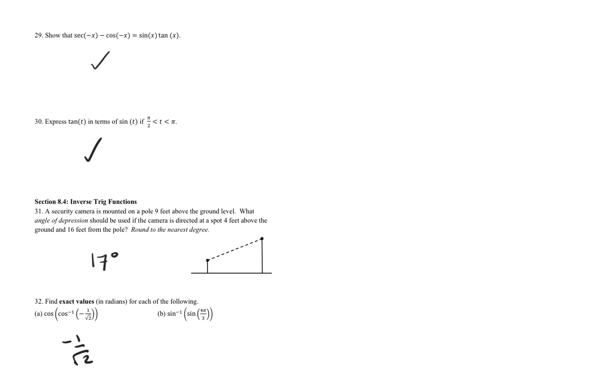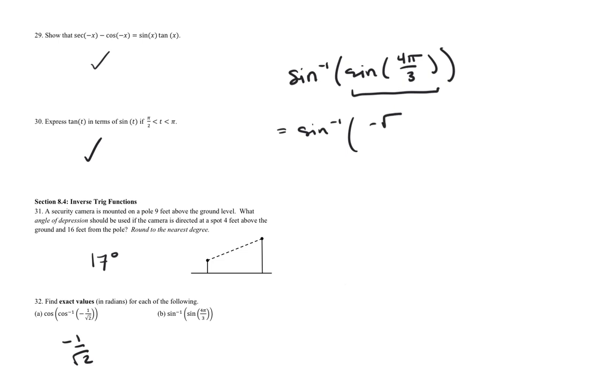Now for part B, we're looking at sine inverse of sine of 4 pi over 3. So the first thing we're going to do is look at our unit circle to figure out what this inside part is. What is sine of 4 pi over 3? Well, we just get a negative square root of 3 over 2 once we look at our unit circle. And then we need to ask ourselves, okay, what is sine inverse of negative square root of 3 over 2? And more specifically, we need to ask ourselves, where is our inverse sine function defined, or what quadrants is it defined for.